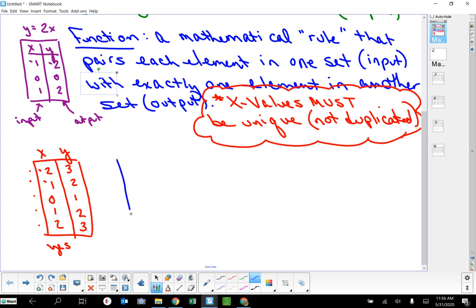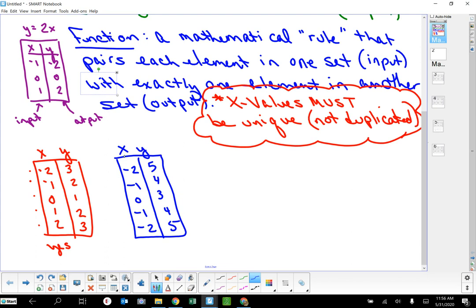If we had another xy table that looked like this, -2, -1, 0, -1, -2, and this was 5, 4, 3, 4, 5, because this -2 is duplicated, that alone makes it not a function. You also happen to have a -1 duplicated, so this would be not a function because those values are duplicated, okay?